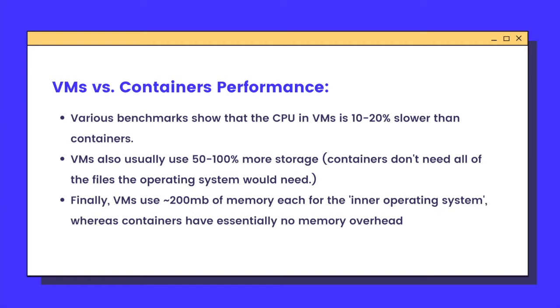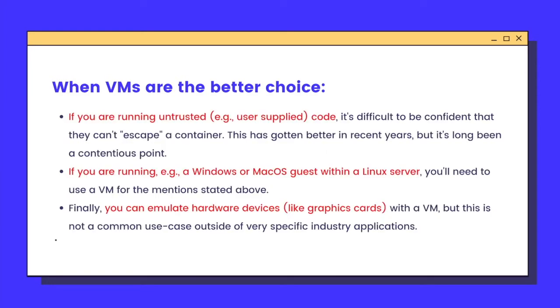So given these performance benefits, it looks like containers are almost always a better choice. And in most cases, they are. However, there's a few cases where VMs are a better choice. Again, VMs mean virtual machines. If you're running untrusted, so user-supplied code, it's difficult to be confident that they can't escape a container. This has gotten better in recent years, but it's long been a contentious point. Virtual machines are much older and much more mature. So if you're running untrusted code, usually it's a good idea to put that within a VM.